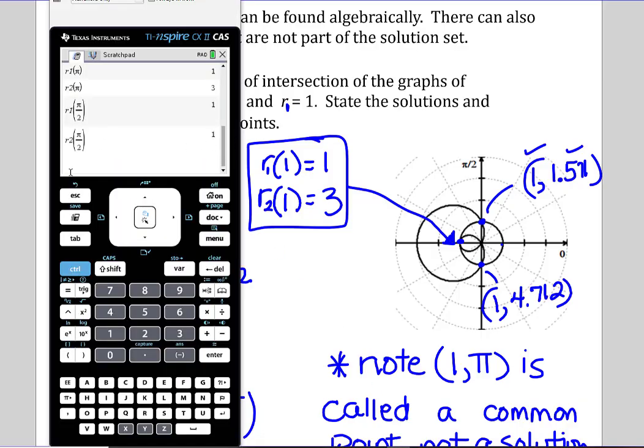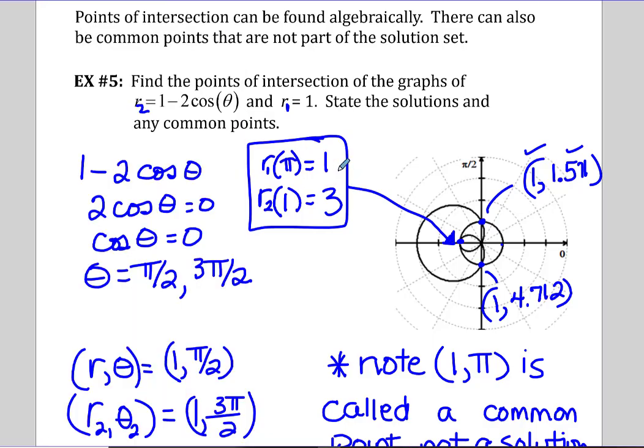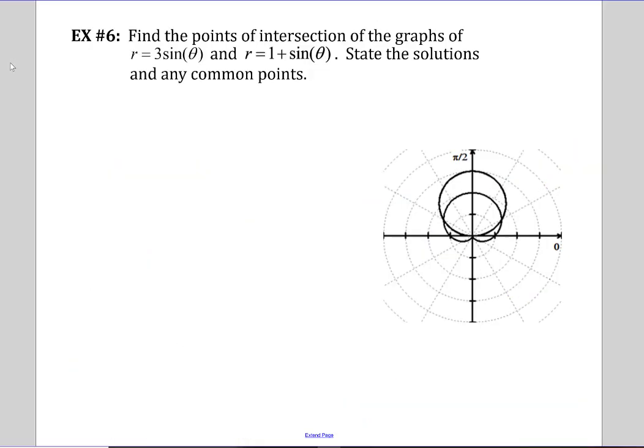So when the angle is 90 degrees, our radius is 1. And you could check that on the other angle too. When the angle is 3 pi over 2, both of the radii will be 1, which makes them a solution. That's different than a common point. The common point had, when you put in pi, you got 1, and when you put in pi, you got 3. So those are two different things, a common point and a solution.